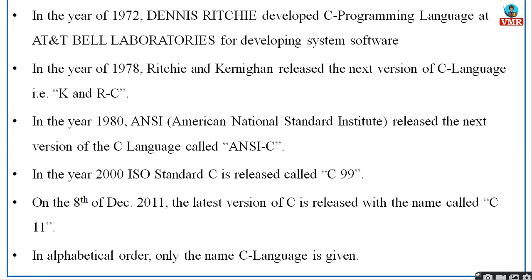But in the year 1980, the American National Standards Institute released the next version of the C language called ANSI C. And in the year 2000, the ISO standard C was released, and it is called C99, right? And on the 8th of December 2011, the latest version of C was released with the name C11.